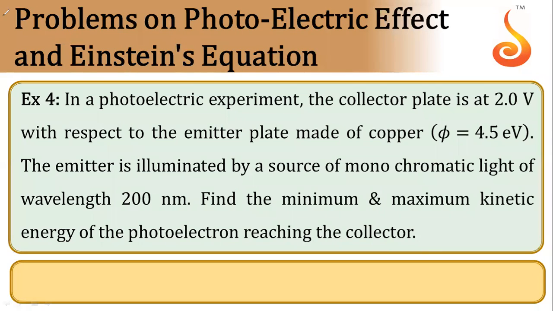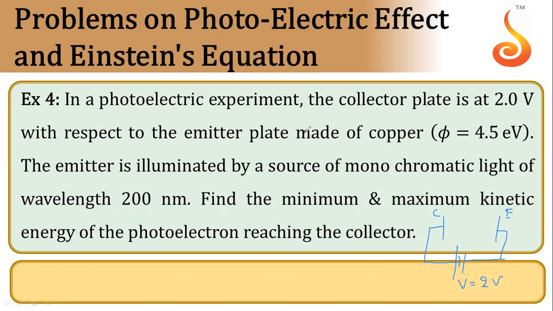In this one they have given that collector plate is at 2 volt with respect to emitter plate. So this will be, let's say, emitter plate, this is collector plate. Okay, and collector plate is at 2 volt. So this is a battery which is having a potential 2 volt.